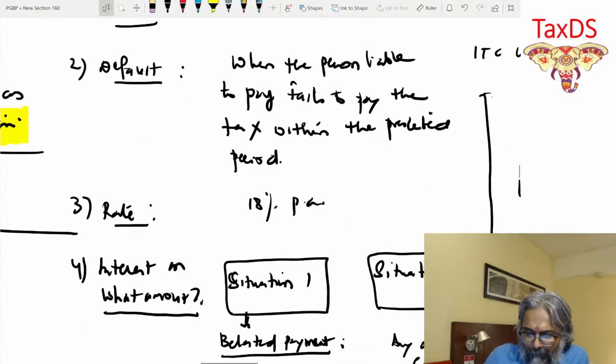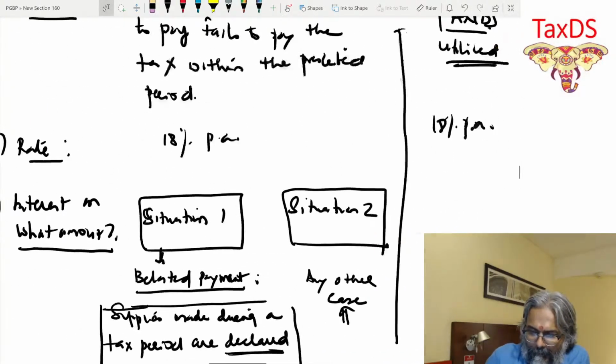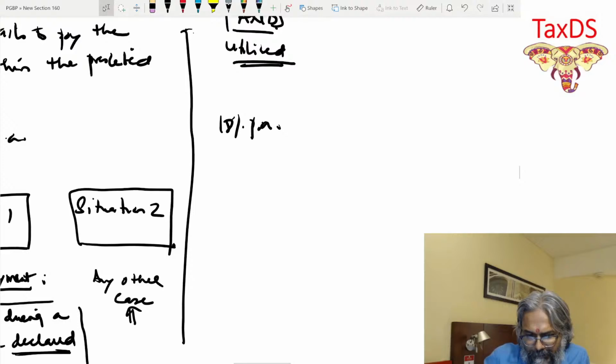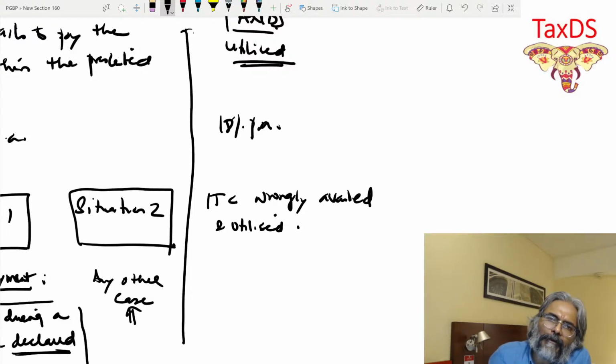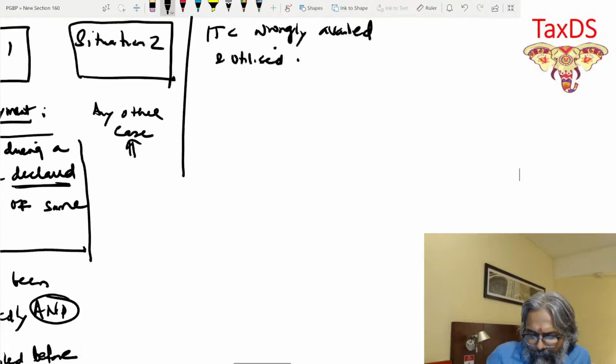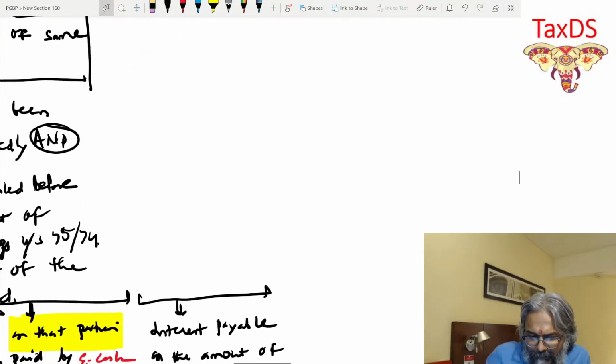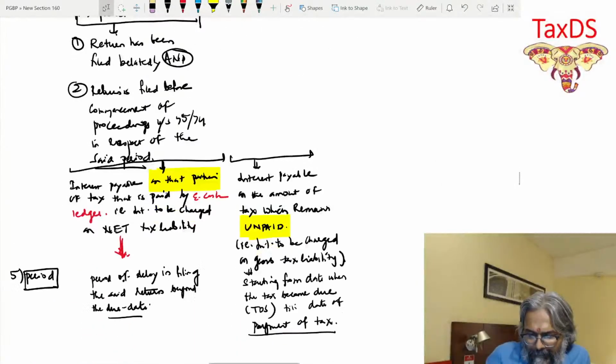18% on what? Interest on what amount? Here, students, it is ITC which is wrongly availed and utilized. On that portion of the amount of ITC which is wrongly availed and utilized, students. And what is the period which we're talking about?